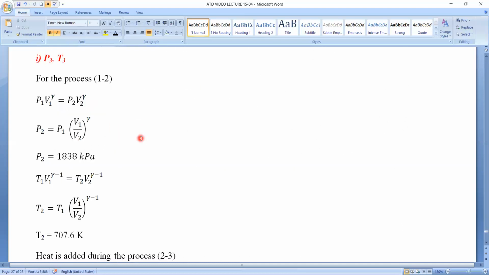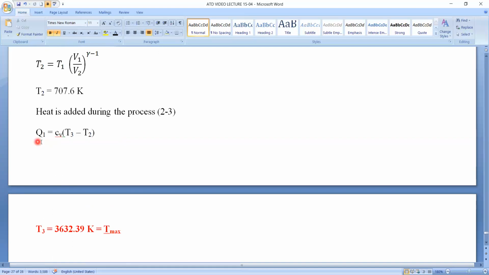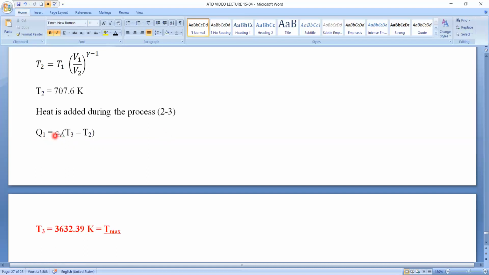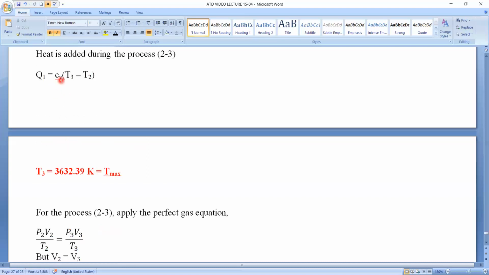Now how to write the heat addition equation? So Q1 equals, generally we'll take m Cv into (T3 minus T2). But if you take m in the denominator, you will get this as the heat added per mass of air. Because he has given Q1 in terms of kilojoules per kg, let us consider mass as unit kg or 1 kg. So that's why I have not written mass here. It is understood it is 1 kg. So Q1 equals Cv into (T3 minus T2). You know the value of Cv, Q1 as well as T2, get the value of T3.